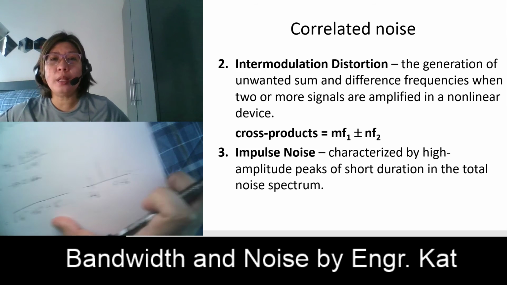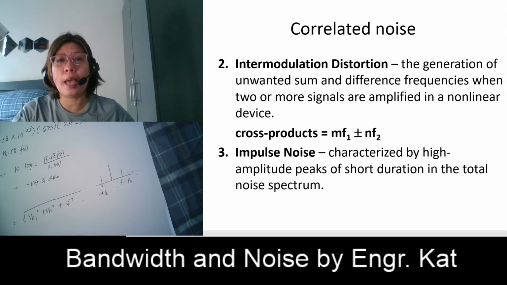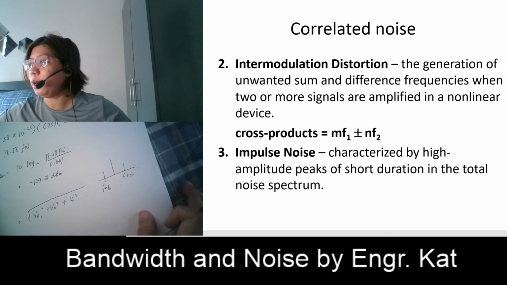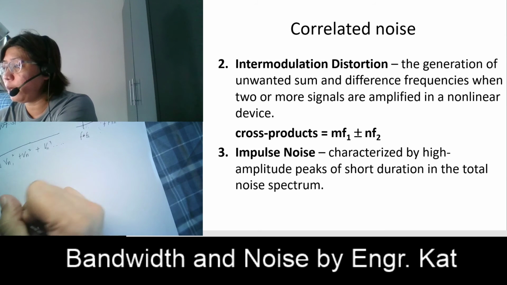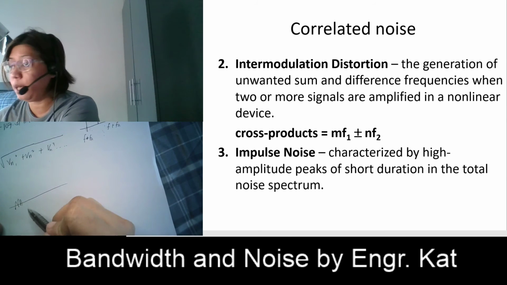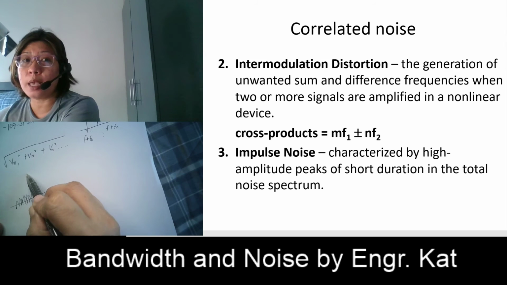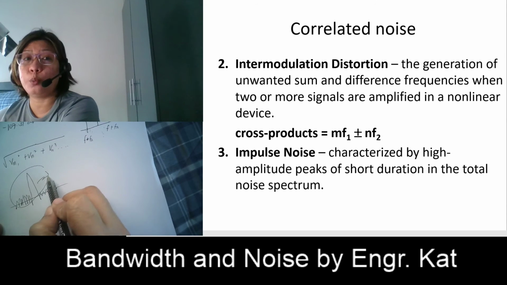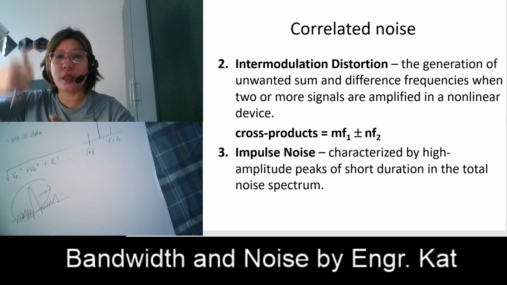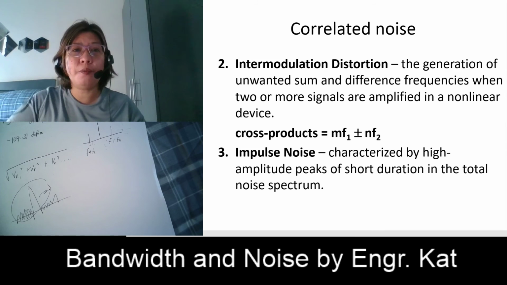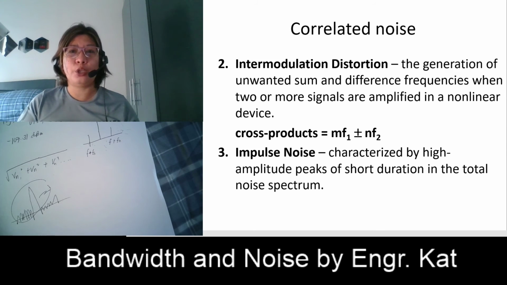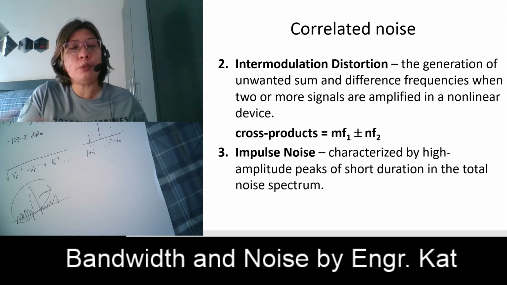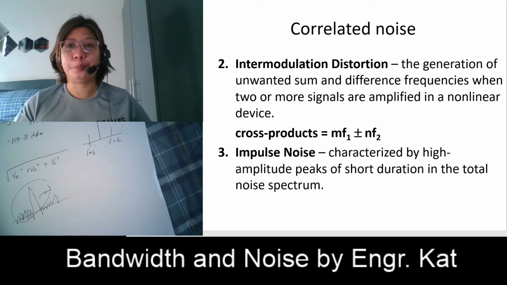Impulse noise is characterized by high amplitude peaks of short duration in a noise spectrum. If you look at a noise spectrum, usually the noise is small and then all of a sudden you have a higher peak. This higher peak is what we call an impulse, just a high peak value in a short duration of time in the total noise spectrum. Sometimes we eliminate that using clippers.